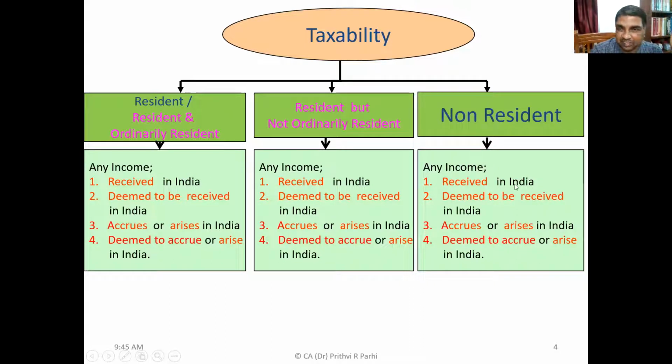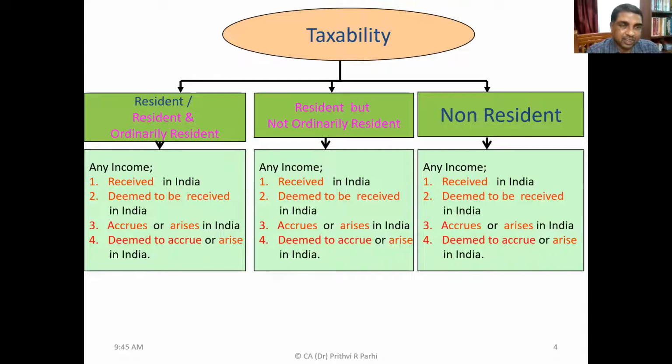They are written here. You can find a lot of similarity between these three kinds of things: resident and ordinarily resident, resident but not ordinarily resident, non-resident. So what is taxable? Can you read points 1, 2, 3, 4? Point 1: received in India. Point 2: deemed to be received in India. Point 3: accrues or arises in India. Point 4: deemed to accrue or arise in India.